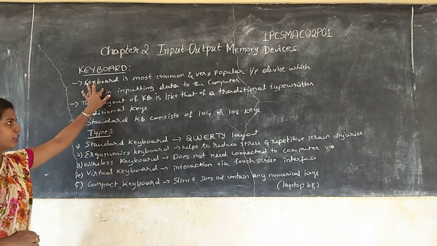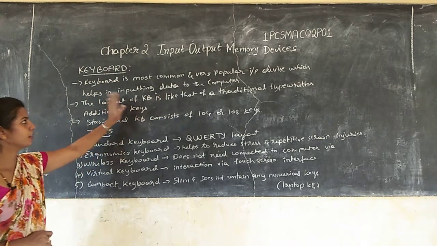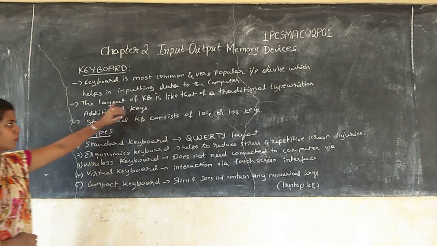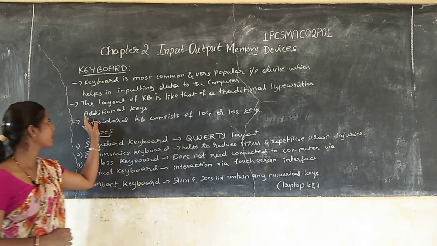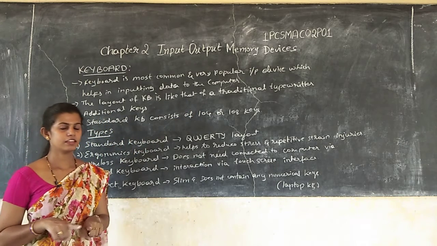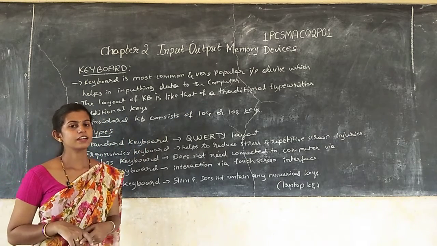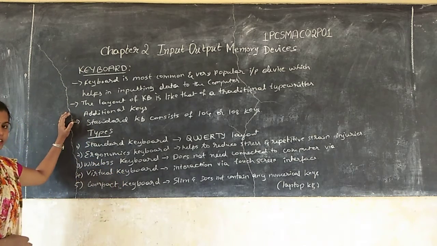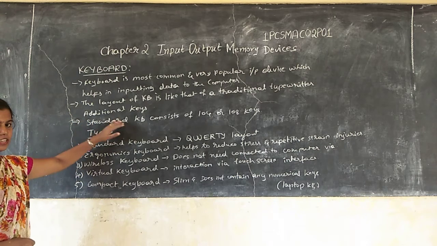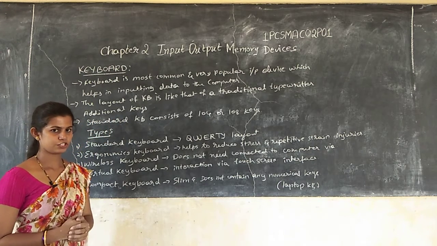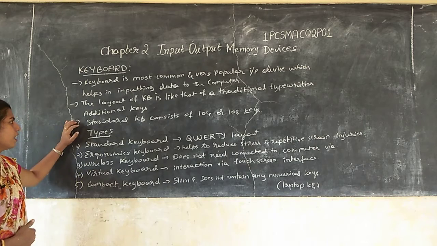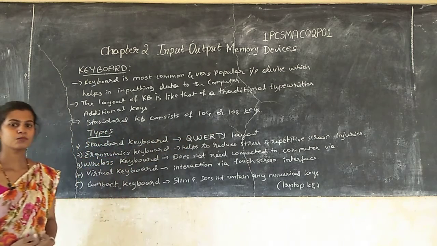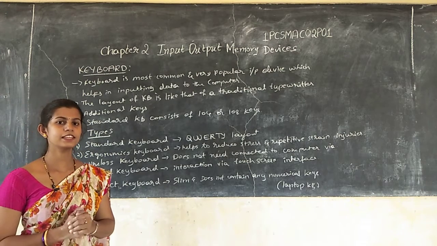Using this keyboard we can input the data to the computer, and the layout of keyboard is like that of a traditional typewriter, and it also has some additional keys for additional operations or functions. The standard keyboard consists of 104 or 108 keys.